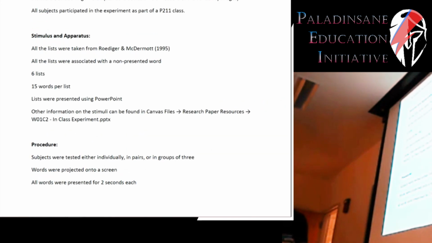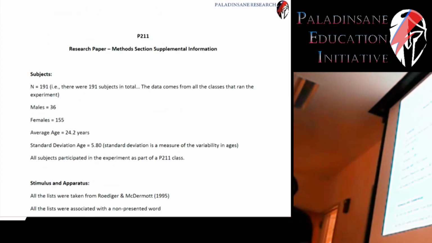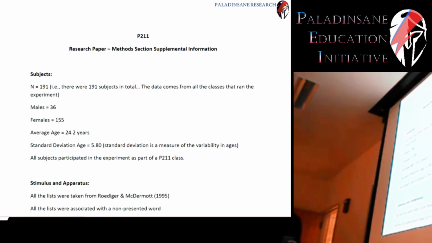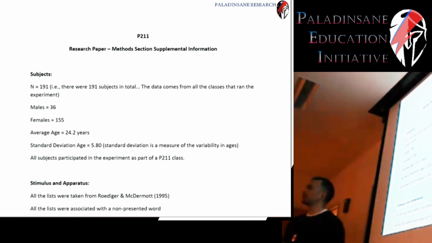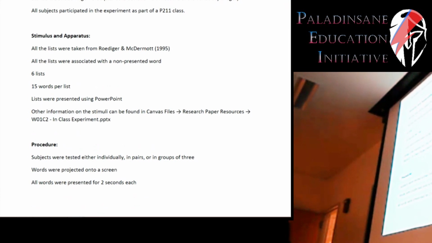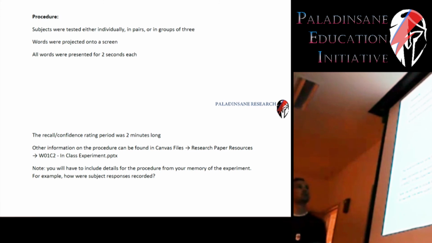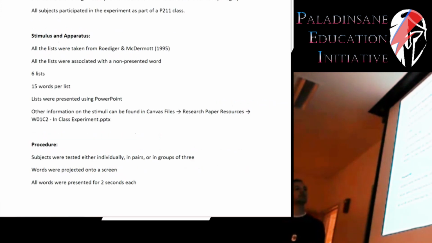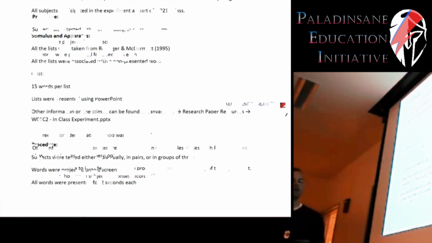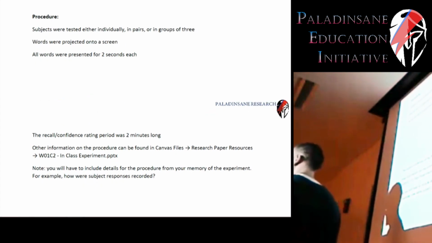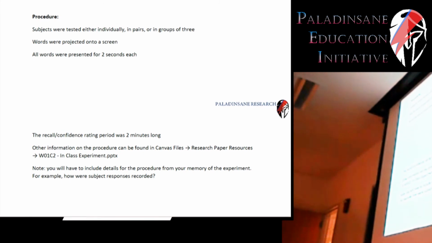And then also, this is your bare minimum of what needs to go into the method section. So definitely all this information will find its way into your method section somewhere, but also this is necessary, but it's not sufficient. So you will have to include details, especially for the procedure, from your memory of the experiment. So it's not all outlined here, especially for the procedure. It's just the details that you might not have been aware of. All right, so that's available on Canvas. Download that to help you write your method section.